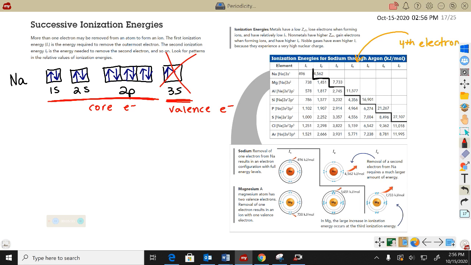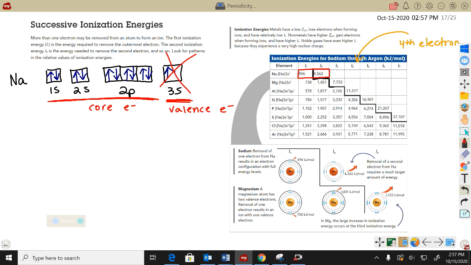But then look what happens when I try to lose the second electron of sodium. Holy buckets. Do you see right here? It jumps almost tenfold. Whoa. Why would it take so much more energy to remove the second electron? The first electron is 500-ish kilojoules. Okay, cool, that would be the 3s. But then it goes up by tenfold when I switch to the second ionization energy. I2 would just mean removing the second electron.